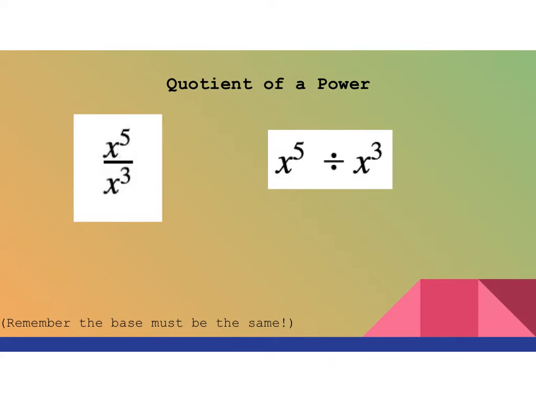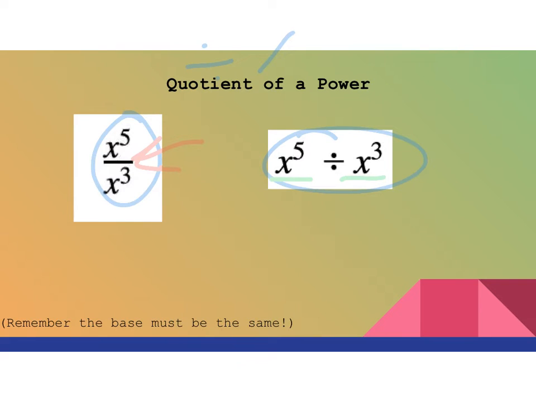Okay, quotient of a power. Quotient is division, okay? It's being divided. So let's take a look at this. X to the 5th power is being divided by x to the 3rd. We have it here, which is kind of the way we're going to see it mostly when we're working with the exponents here, but that's just the same as this. Remember, this line right here means divide, okay? X to the 5th divided by x to the 3rd. Again, our base is the same.